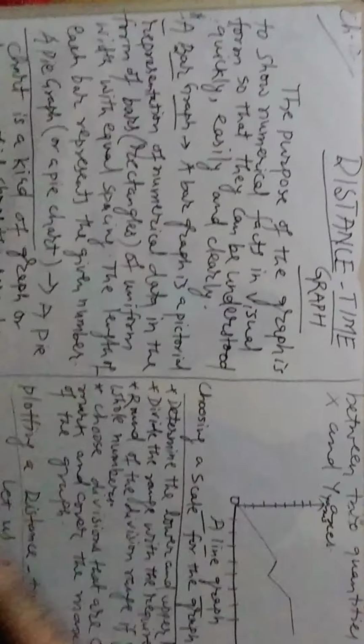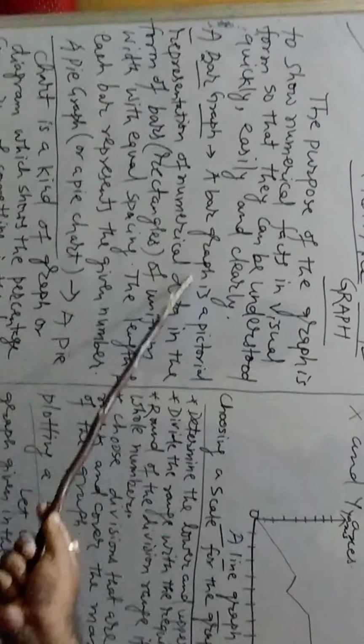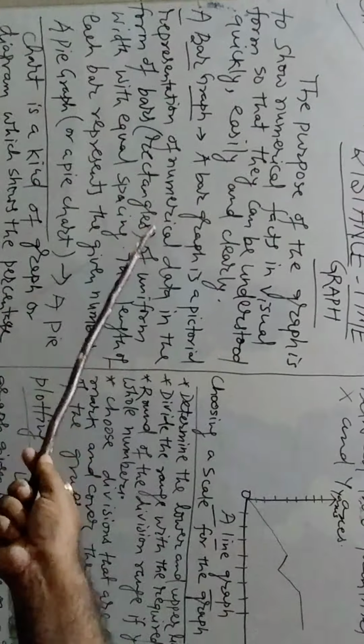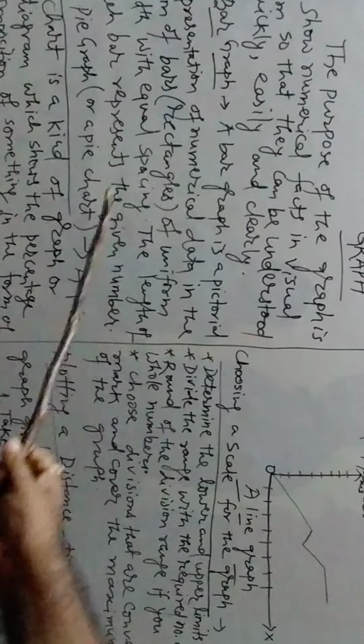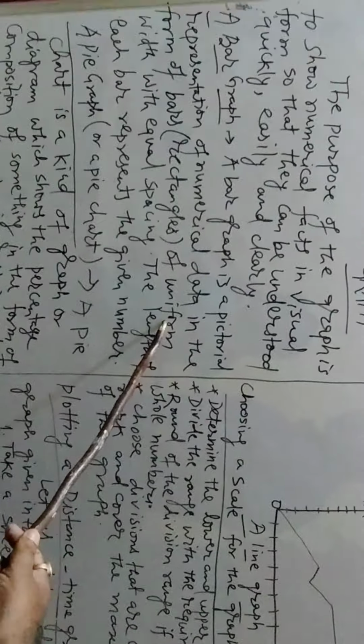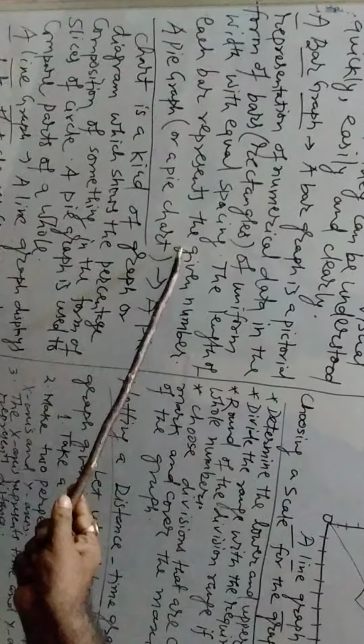Number one is the bar graph. A bar graph is a pictorial representation of numerical data in the form of bars, rectangles of uniform widths with equal spacing. The length of each bar represents the given number.